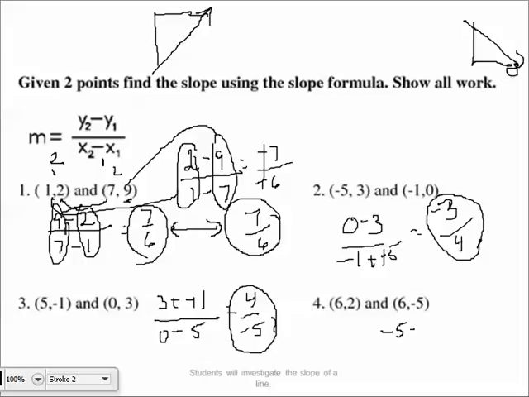Negative 5 minus 2 divided by 6 minus 6. Well, negative 5 minus 2, that's equal to a negative 7. 6 minus 6 is equal to a 0. Uh-oh, I got a problem. Can we divide by 0? What happens when we divide by 0? Your calculator goes absolutely berserk, doesn't it? It's an invalid number. You can't divide by 0. You can never divide by 0.